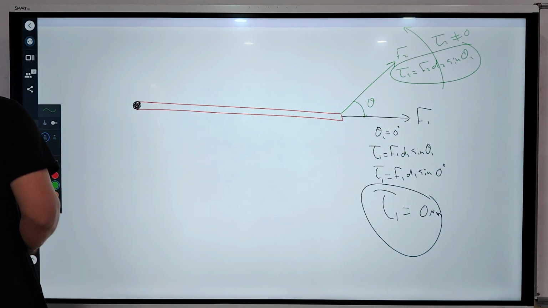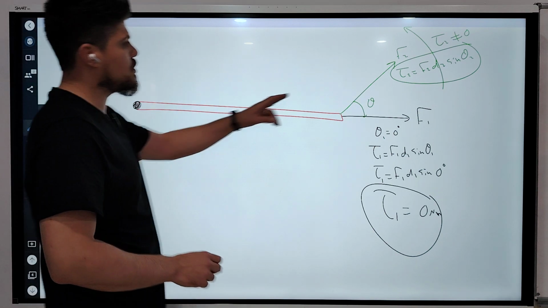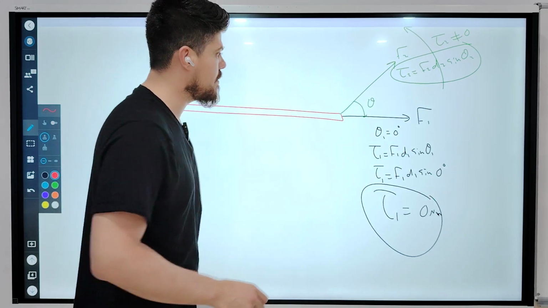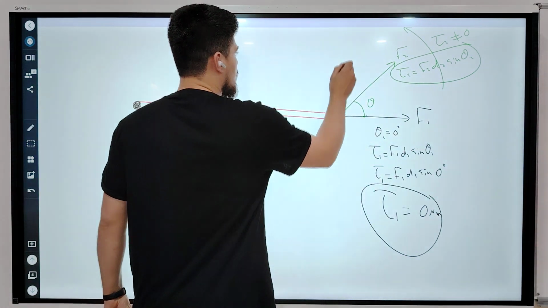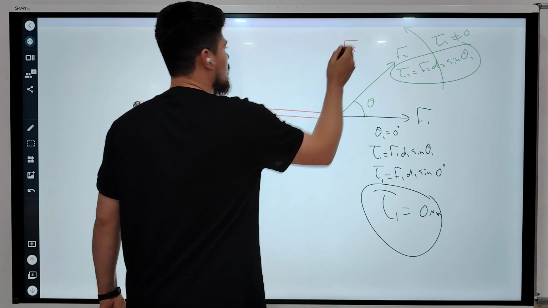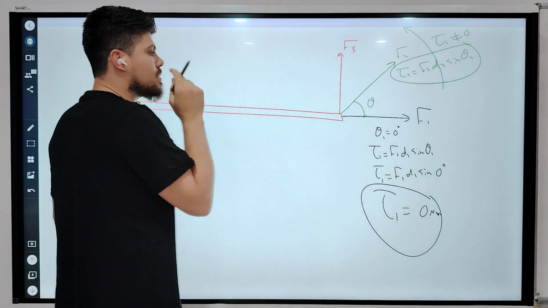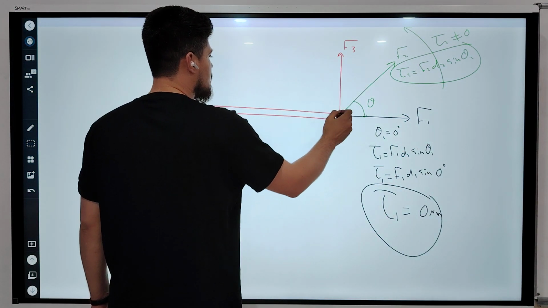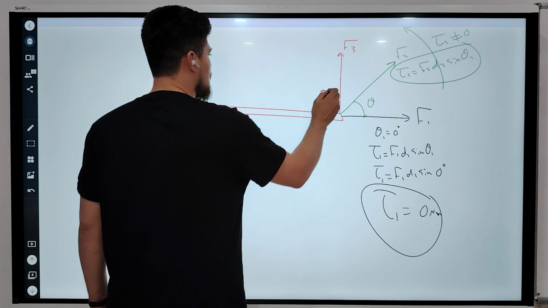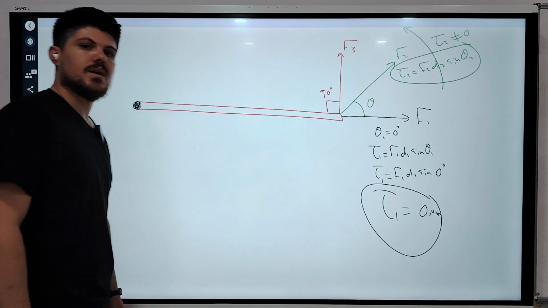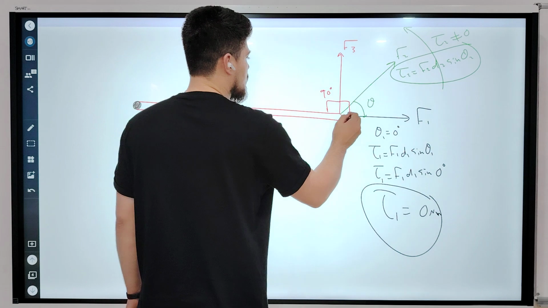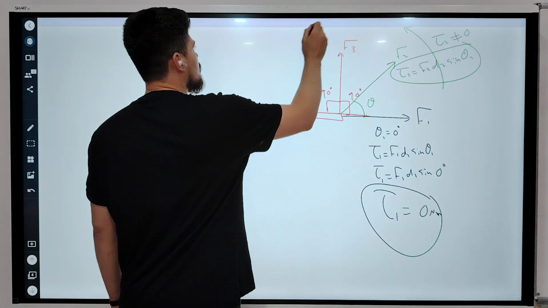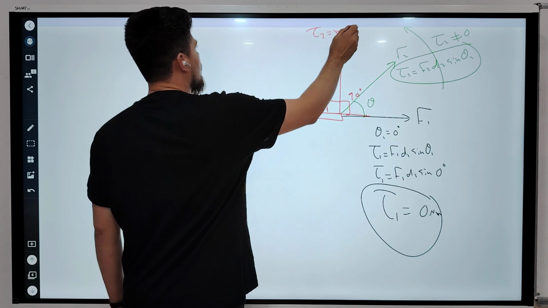The third force: what is the difference between these two forces? Only in the angle. Assume that they have the same force. The third force is perpendicular. So the angle between the force F3 and the distance is 90 degrees. The angle is 90 degrees. F3, the torque number 3, has maximum value.